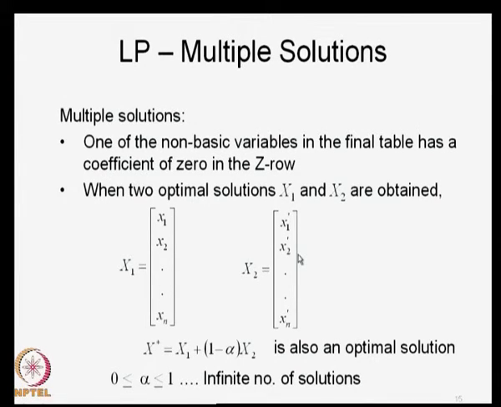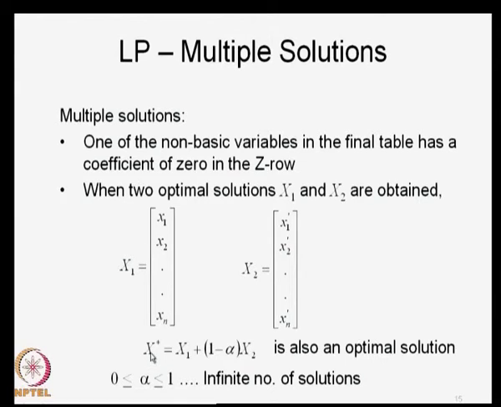Once you get two solutions, you can generate an infinite number of solutions. You capture two solutions by going to the next iteration, bringing that particular non-basic variable, which has a coefficient of 0 in the z row, into the basis. You generate another solution that still has the same optimal objective function value, and therefore this forms an alternate solution. And once you capture these two alternate solutions, you can generate infinitely many solutions.